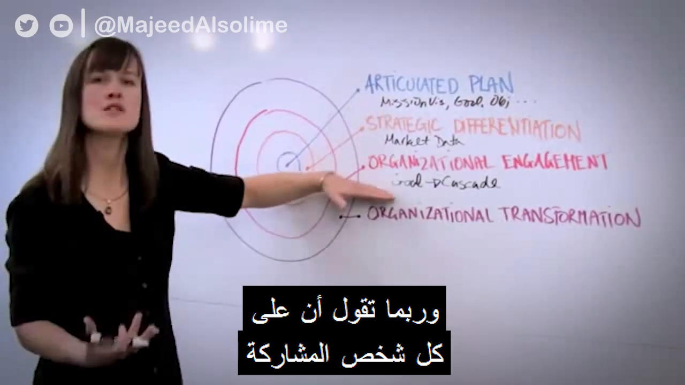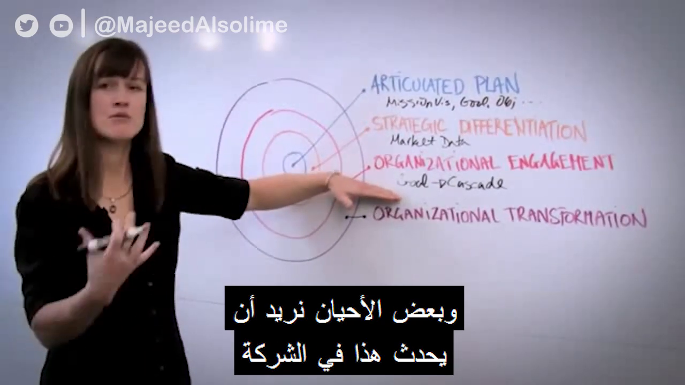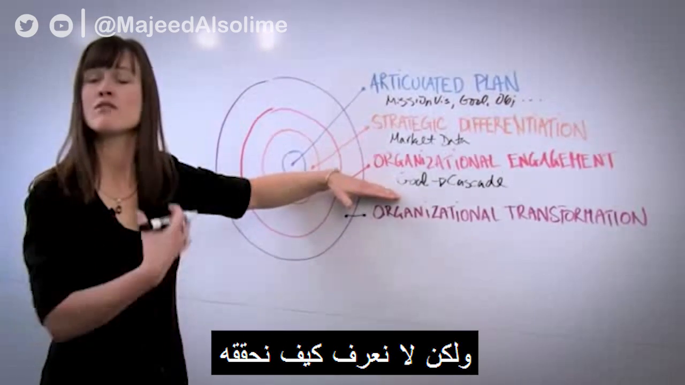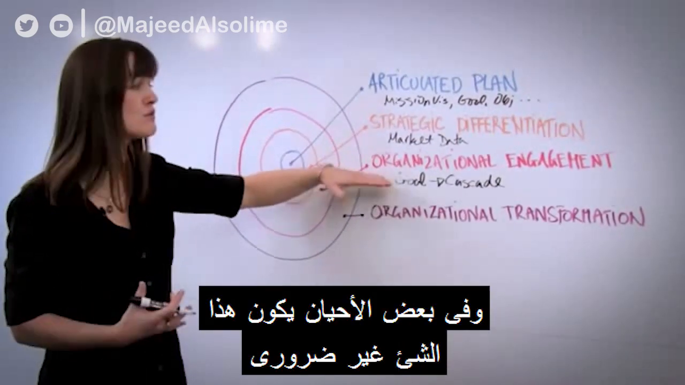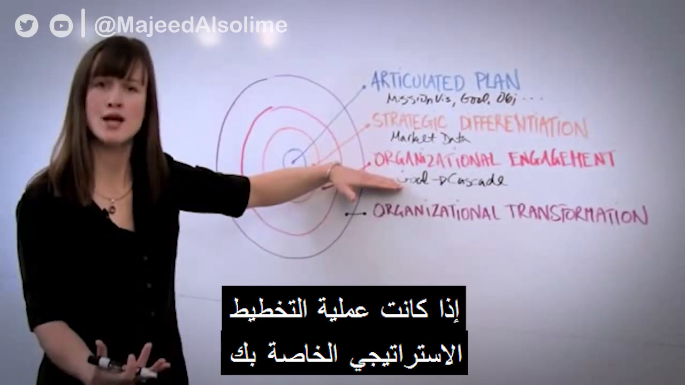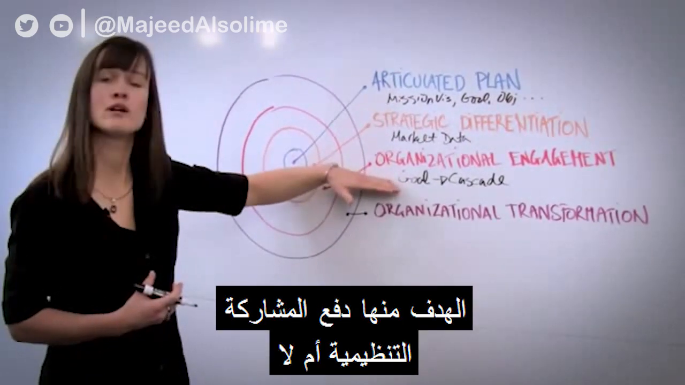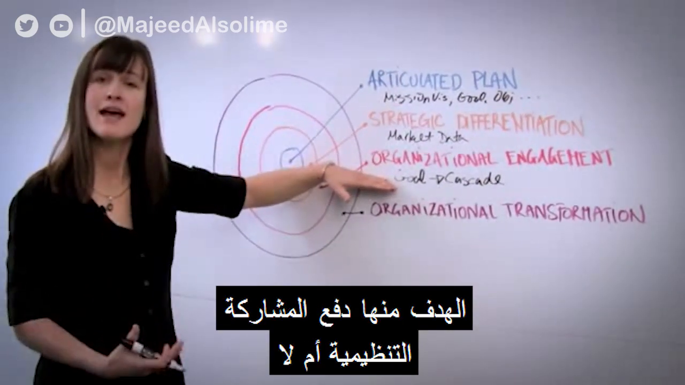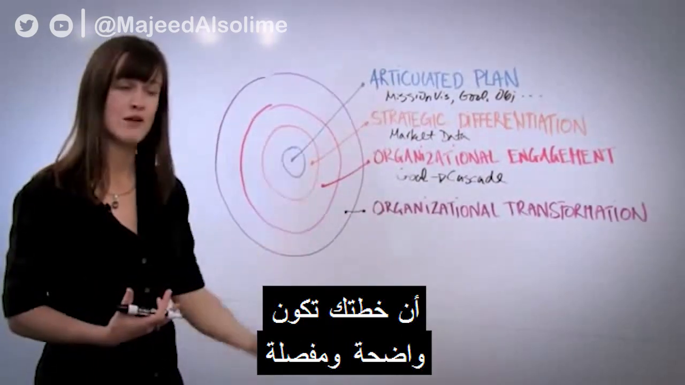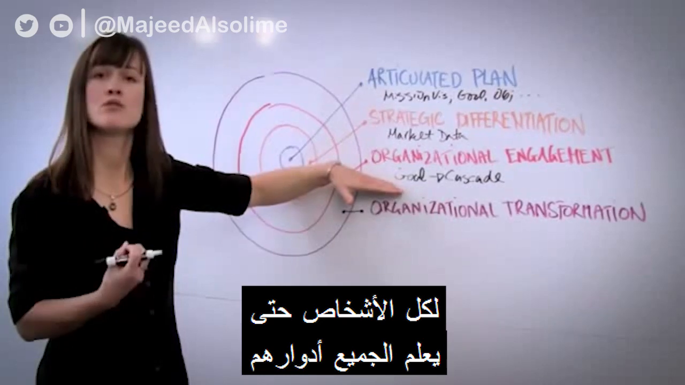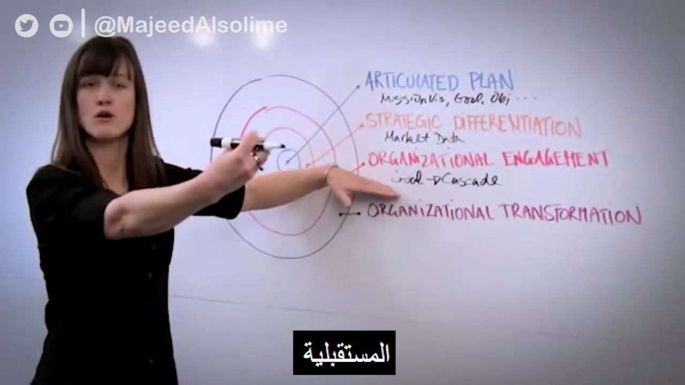And you may say, well, of course I want everybody engaged. And sometimes we want that in organizations, but we don't have the wherewithal to actually make that happen. And sometimes that's not necessary right now. So it's important to know if your strategic planning process is intended to drive organizational engagement or not. And if it is, you need to make sure that your plan goes all the way down to the individual level so everybody knows their piece of the future.